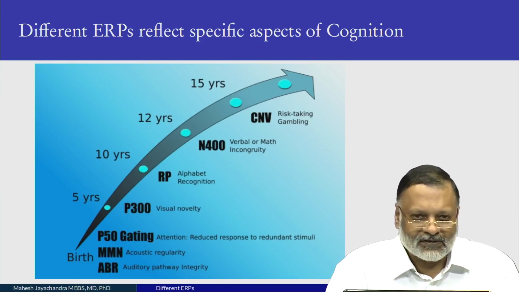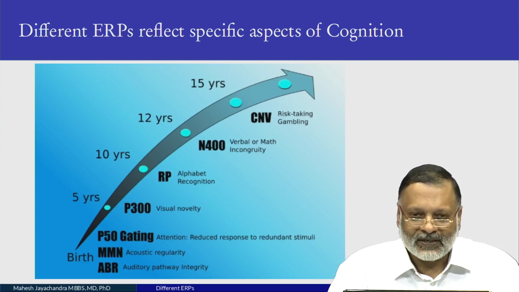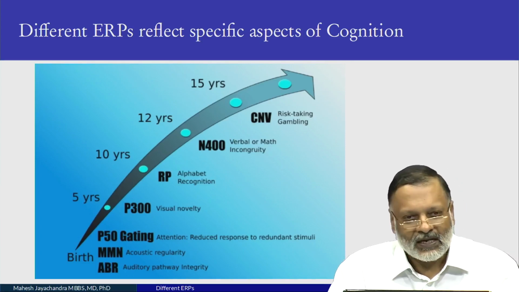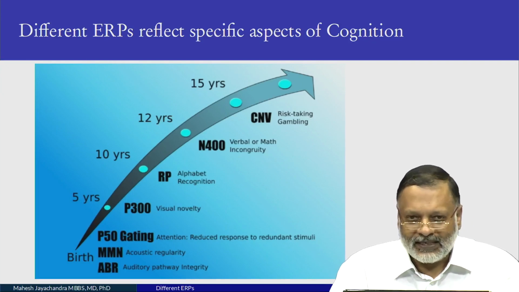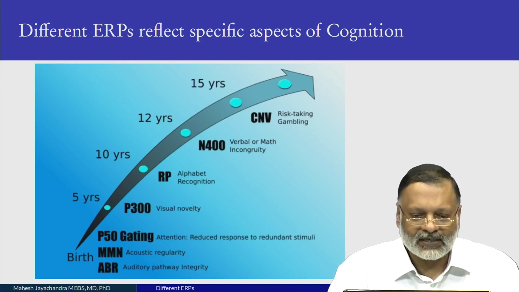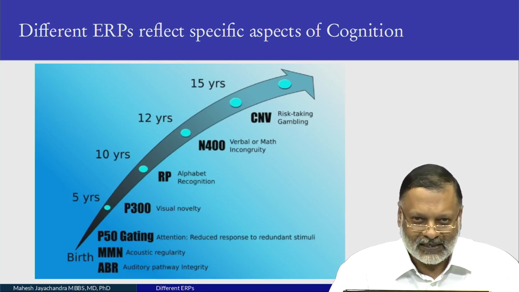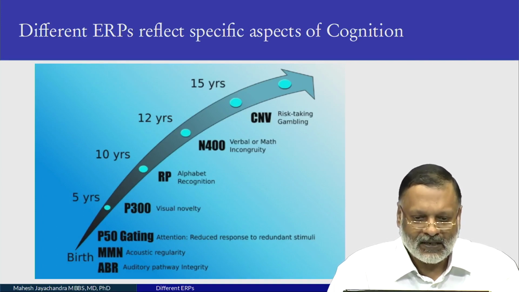Around 4 or 5 years of age, you get the P300, where you see any novelty in the visual environment evokes a response between 300 to about 450, 500 milliseconds. Around 10 years of age, you get the recognition potential, where you start recognizing alphabets. Around 12 years of age, you have the N400 event-related potential. This occurs when there is some incongruity in verbal or math stimuli.